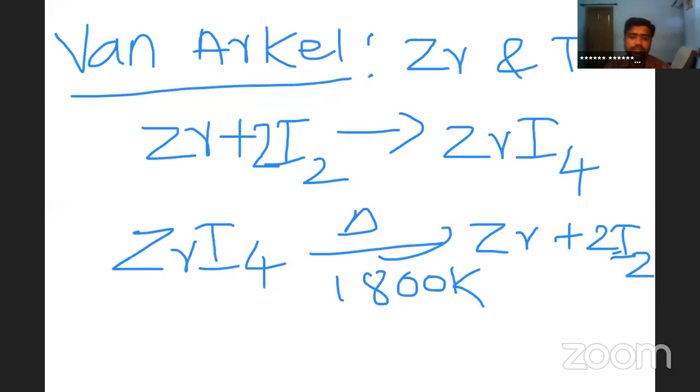At about 1800 Kelvin temperature, it will be decomposed to give zirconium and iodine. So this is how it works. These 2 reactions are very important. The Van Arkel method is purely applicable for zirconium and titanium.